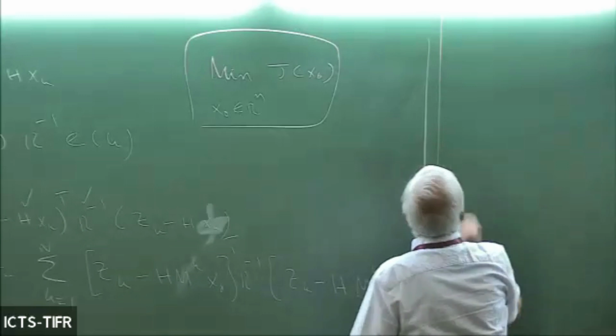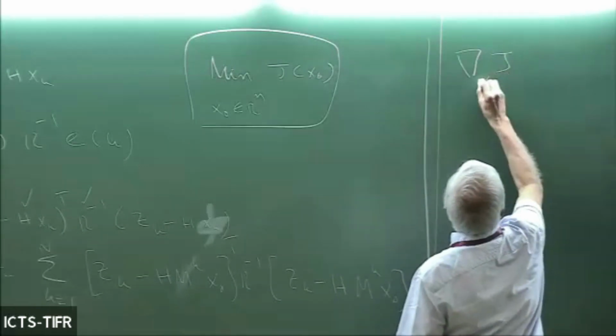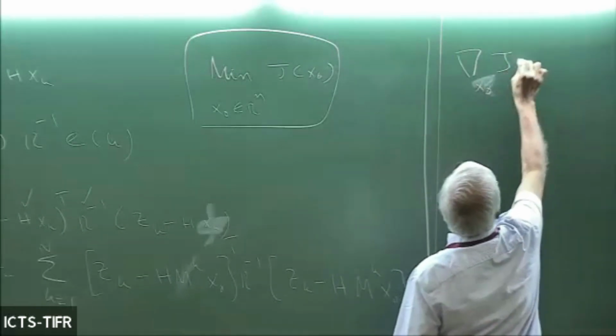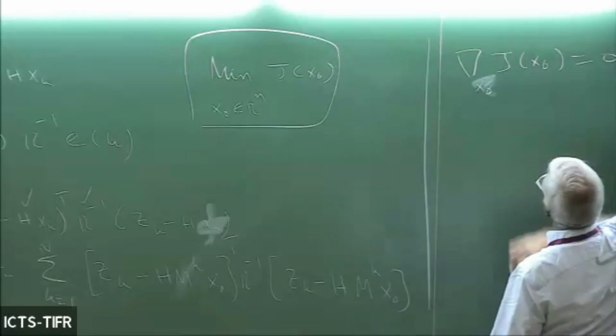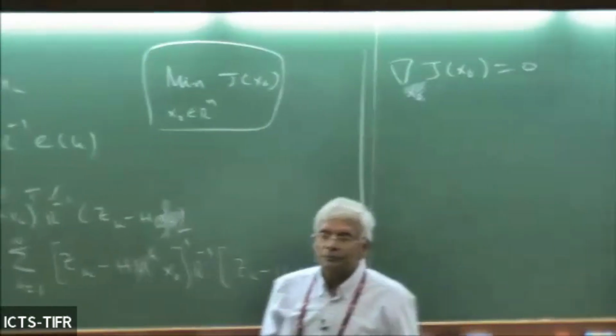The next step is compute the gradient of J of x naught, equate it to 0, and use the gradient. If you equate to 0, you will get a linear equation. Either you can solve the linear equation for the optimal state, or even you don't have to, then you compute the gradient and use it in a sequential minimization technique such as gradient technique to be able to move towards the minimum. And we have talked about all those things earlier.